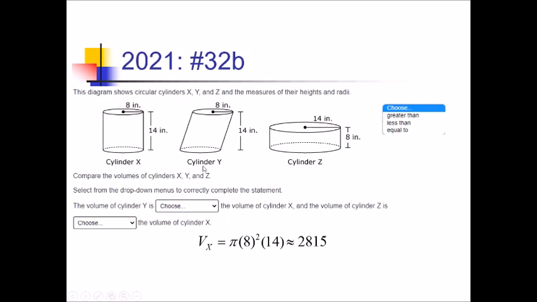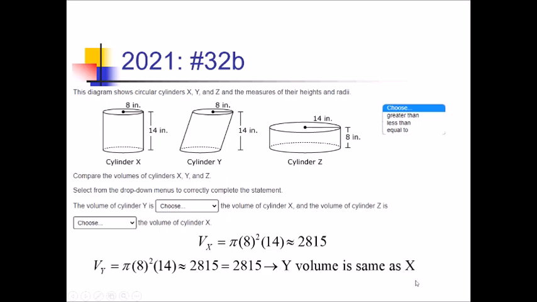So we're going to have pi times our radius, which is still 8, so 8 squared, times, now the height is actually this height of 14. So that is going to come out to exactly the same thing we had before, because we just did literally those numbers on the calculator. So we can say then that the volume of Y is the same as the volume of X. 2815 equals 2815. And this kind of makes sense if you think about it.